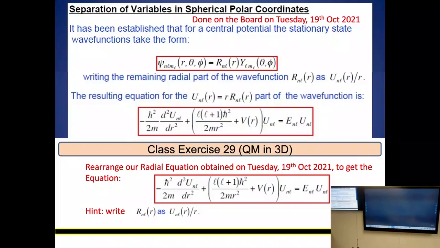So, what was our radial equation? I can say, get what? The TIS, time-independent Schrödinger equation in R. So that's what we want to do. Of course, the starting point is the radial equation with the separation constant, the radial equation we had last time.